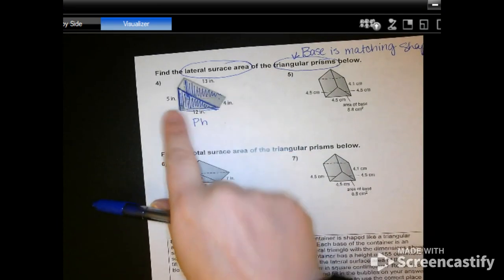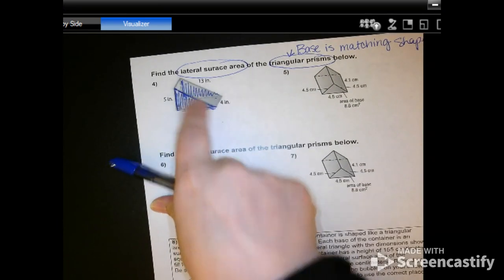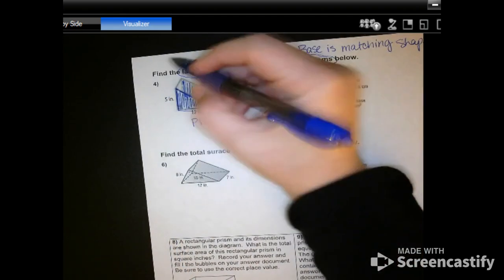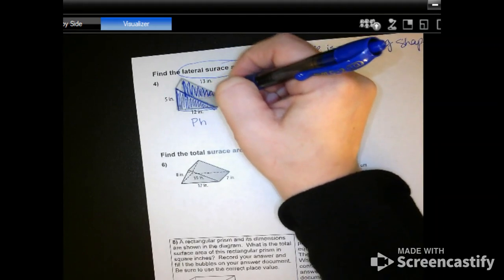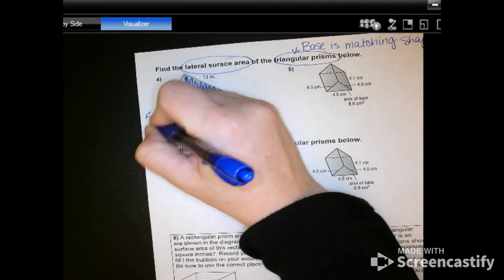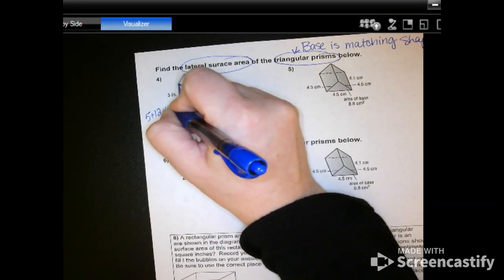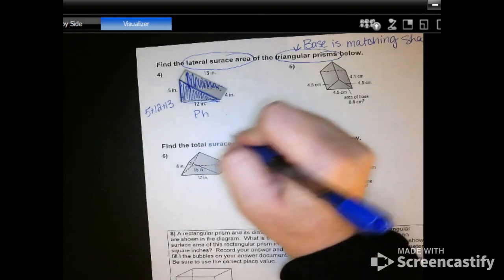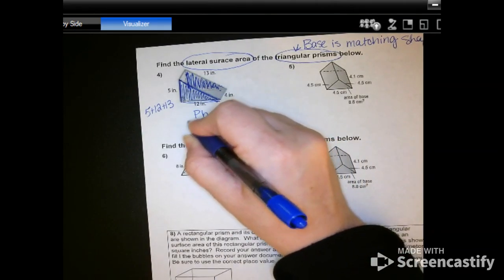Triangle has 3 sides. I have 5 and 12. What is my missing length right here? 13, because are my 2 bases exactly the same? So I have 5 plus 12 plus 13. What does that give me? 30. So 30 is my perimeter.